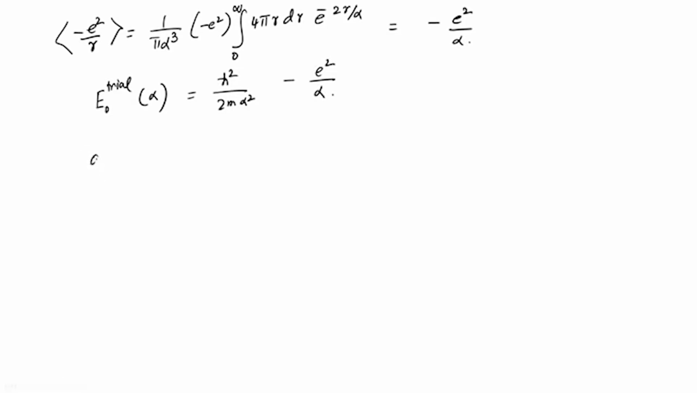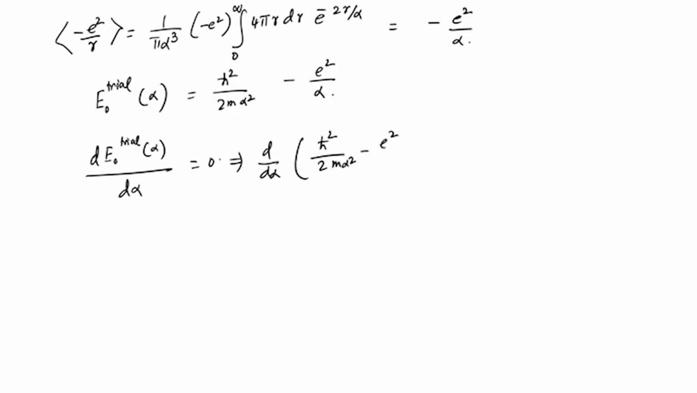this E0 trial, that is dE0 trial by d alpha, put that equal to 0. So, this becomes d d alpha of this term: ħ² over 2m alpha square minus e² by alpha. This is equal to 0. That gives alpha equal to ħ² over m e².